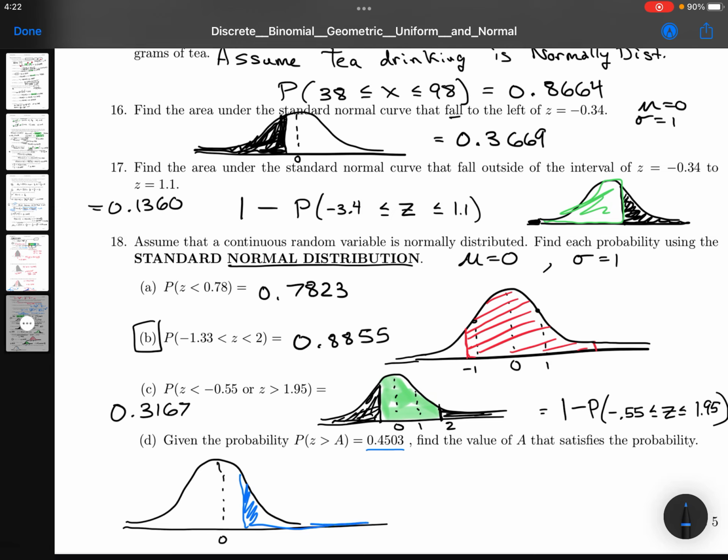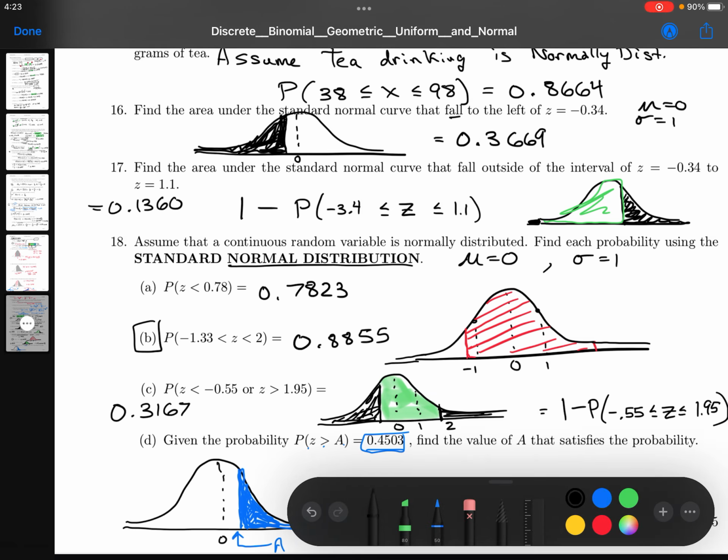So we have a value for my area. Now I made it close to half. A will be the cutoff right here. So A is near 0 but positive, right? Because it has to be almost half, right? That's almost half. And since it says Z greater than A, I shaded to the right. That's how I know I'm on the right side of my bell curve.